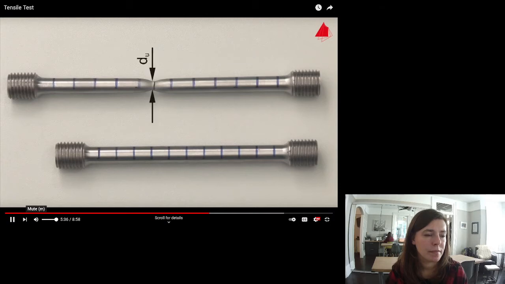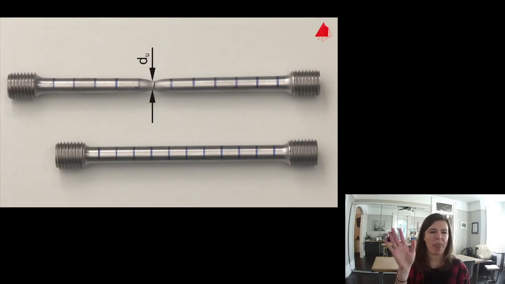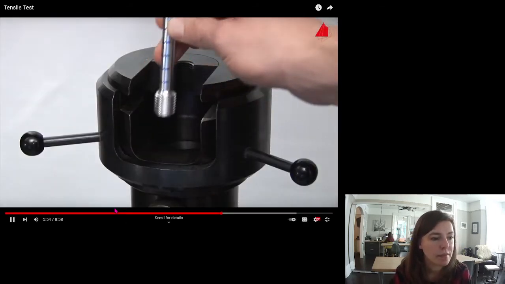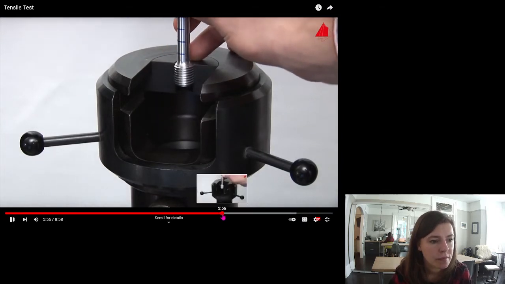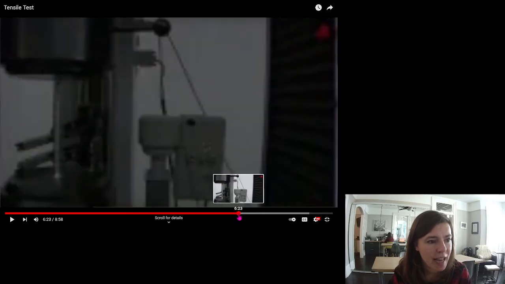By measuring the smallest diameter at the point of fracture, the percentage reduction of area can be calculated. It describes the reduction of cross-sectional area at the point of fracture in relation to the original cross-sectional area. In the second tensile test, a material without yield point phenomenon is to be tested. Let's just jump ahead to the actual test here.